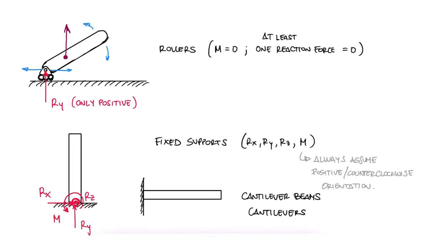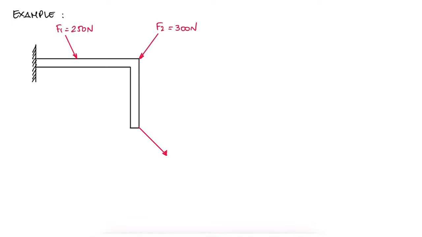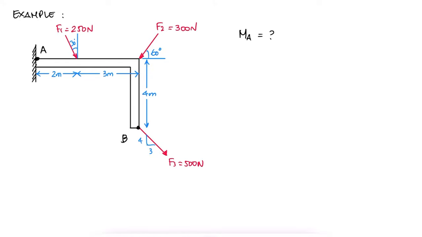These three main types of supports, and understanding why the reaction types exist in each case, will build some common sense into how you analyze different structures, and serve as a good base to identify the reaction loads that exist or do not exist in other types of supports we didn't cover here today. Let's take a look at an example where we make use of what we've learned today. For this setup shown, what are the reaction forces and reaction moment at A? Before watching the solution to this problem, try pausing this video and solving it yourself.